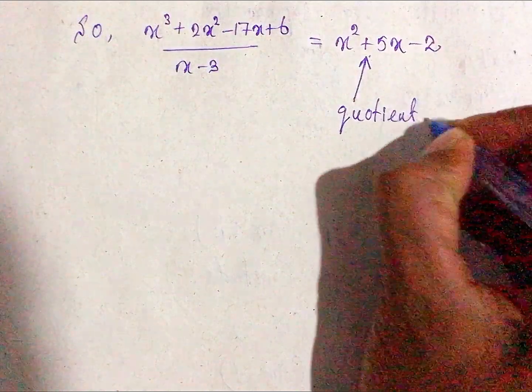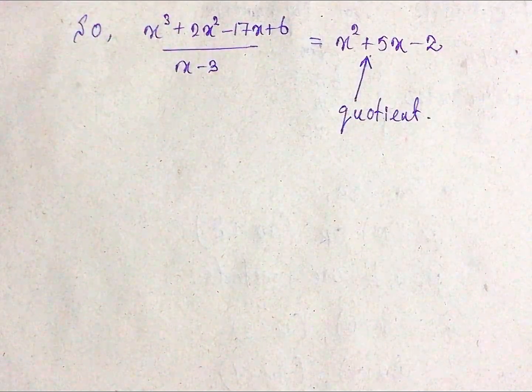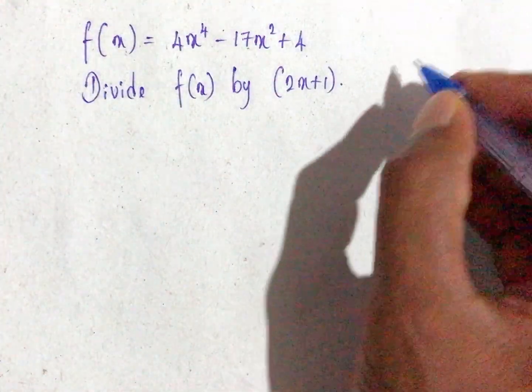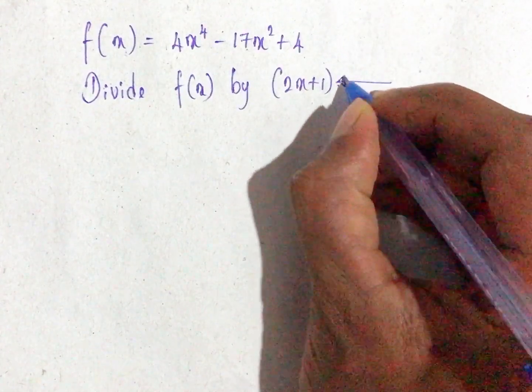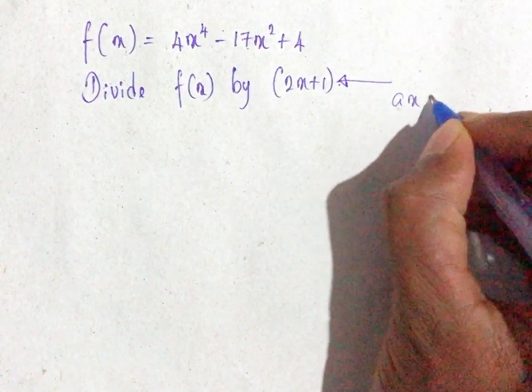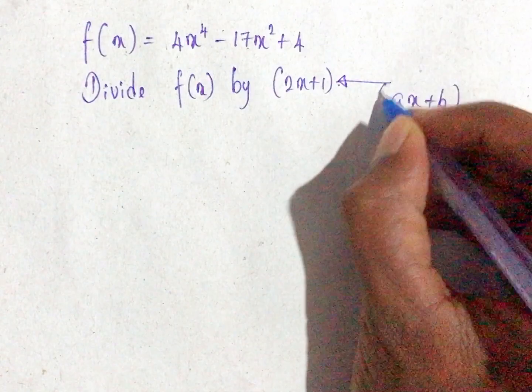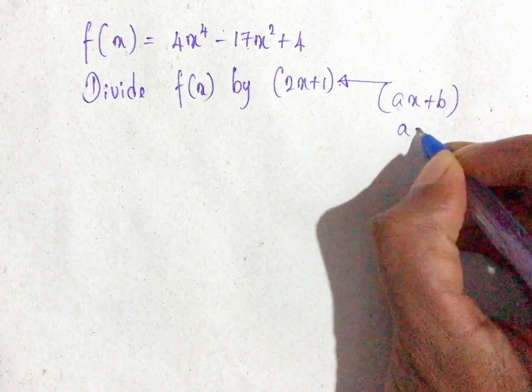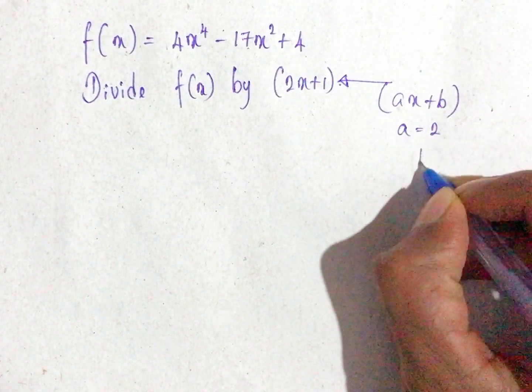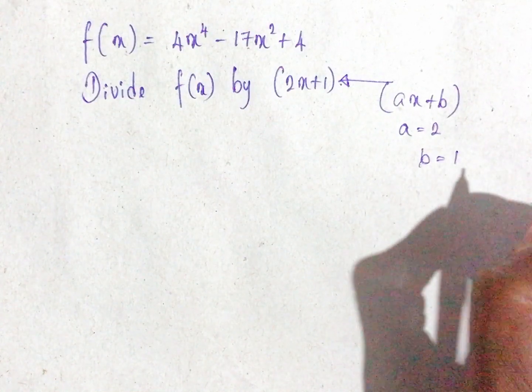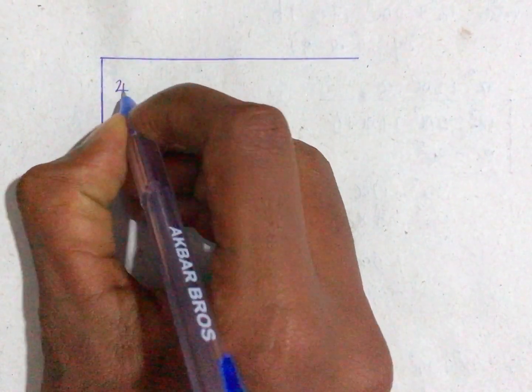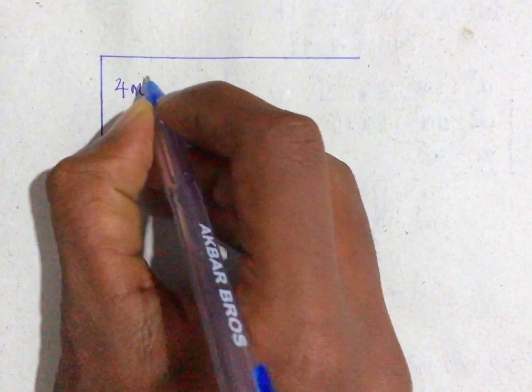I think you now have a super clear idea about dividing polynomials. Let's move on to another example. This is the example I bring you. In this case, the divisor is 2x plus 1. It is a type of ax plus b, where a equals 2 and b equals 1. Let's see how to divide this polynomial function.